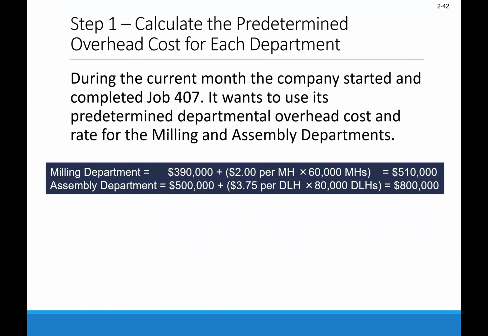During the current month, the company started and completed job 407. It wants to use its predetermined departmental overhead cost and rate for the milling and the assembly departments. So we've got here the milling department, 390,000 times the variable $2 per machine hour. And then the assembly department, the 500,000 times the direct labor predetermined times 80,000 direct labor hours.